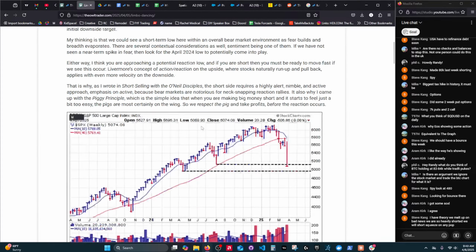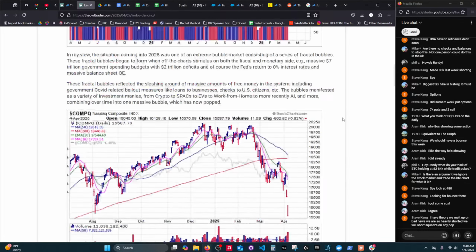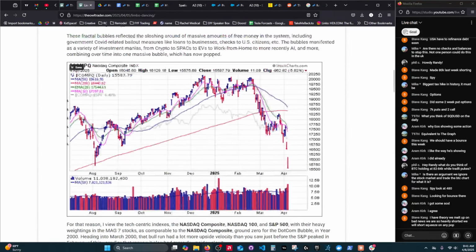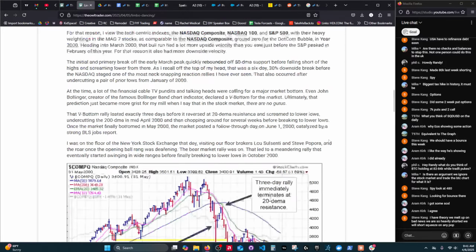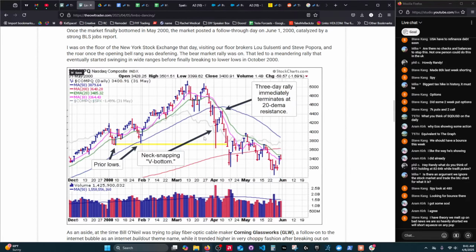He basically mentioned we've already undercut and rally points, so we could rally. And then he goes on to show some charts. NASDAQ down, obviously. He shows some charts from way back in the day, from 2000. He talked about a big neck-snapping V bottom, these 3-day rallies, which is kind of what you're talking about. You say float up. Some of these bounce. You get in some big bear markets.